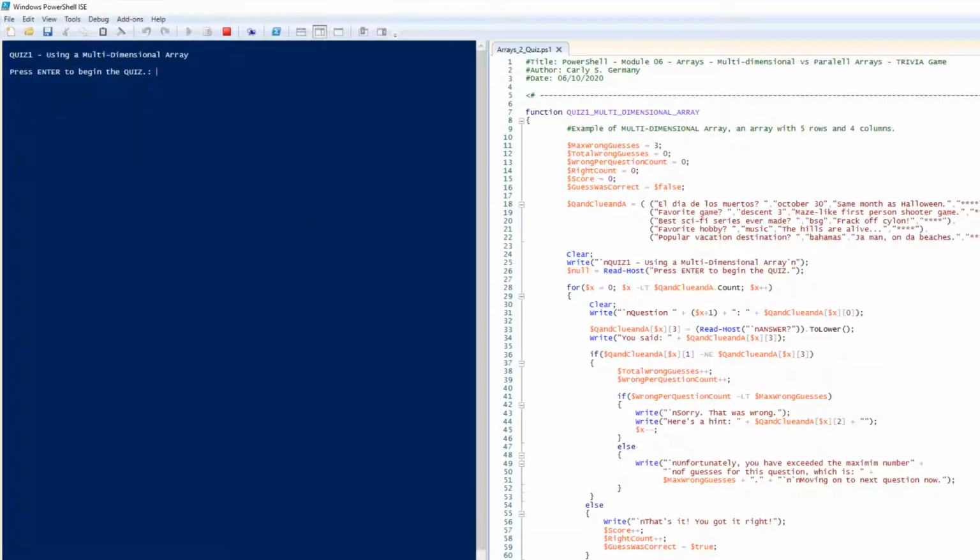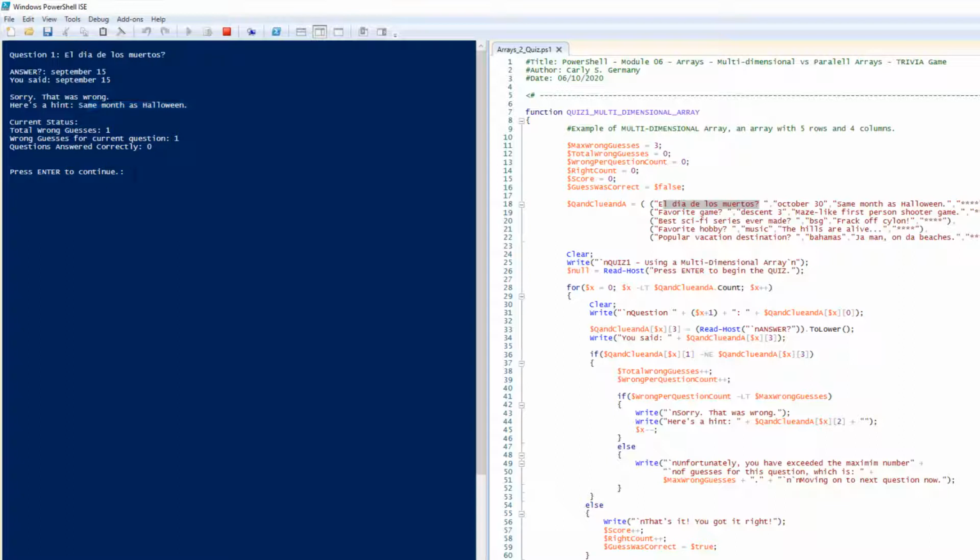At least the multi-dimensional array portion of the quiz. So I hit enter to start, right? It's going to ask me the first question, El Dia de los Muertos. Let's say that I get it wrong. September 15th, okay? So, it's counting my wrong guesses, total wrong guesses. Haven't answered any correctly yet. That looks good. Logic flows the way we want. Here's my hint. Same month as Halloween.